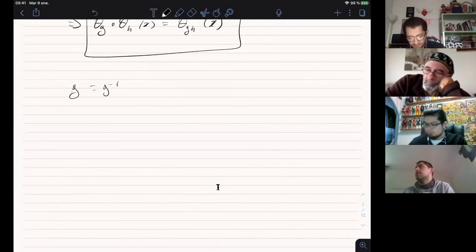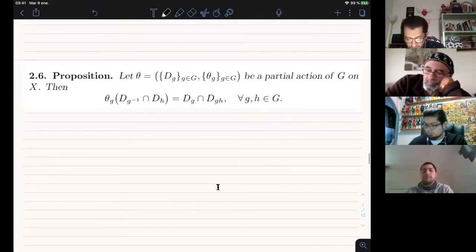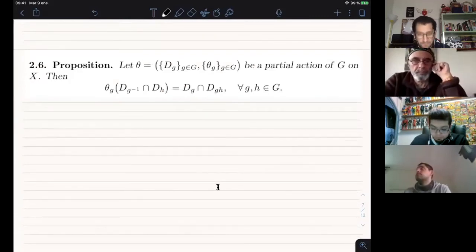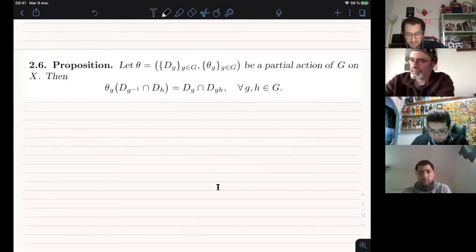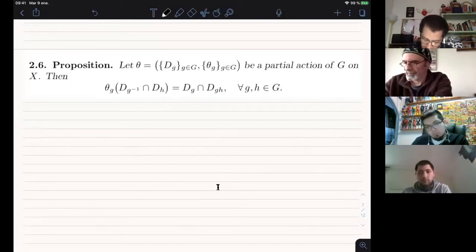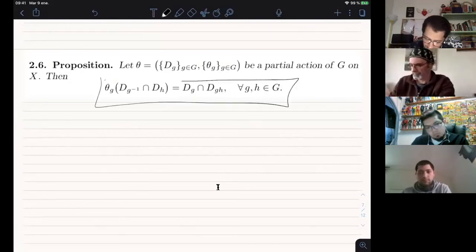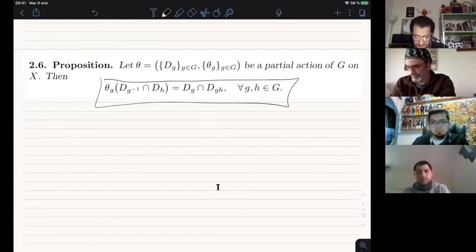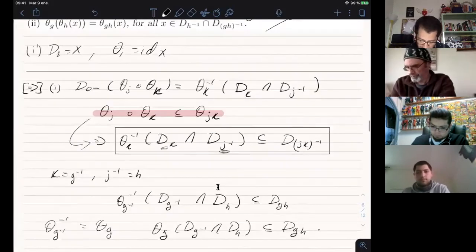Yes, there are other properties like this one. And to prove this thing, what we use is, in fact, that this condition here is a better version of the condition 1 of 2.5, which was this one again.